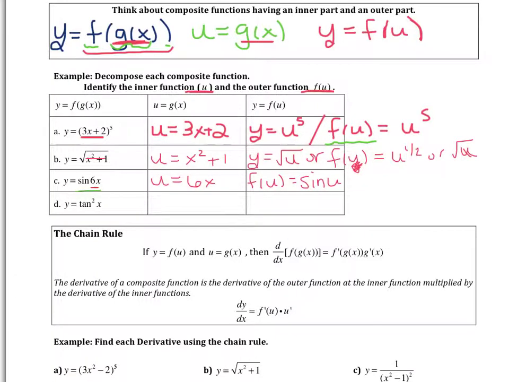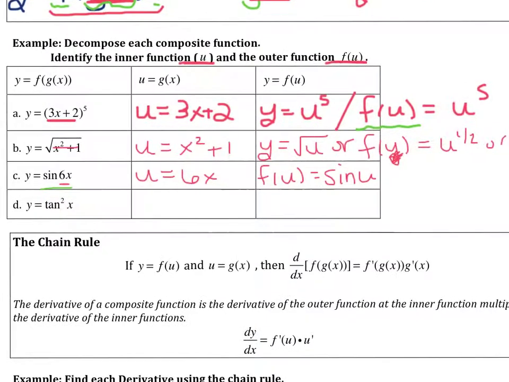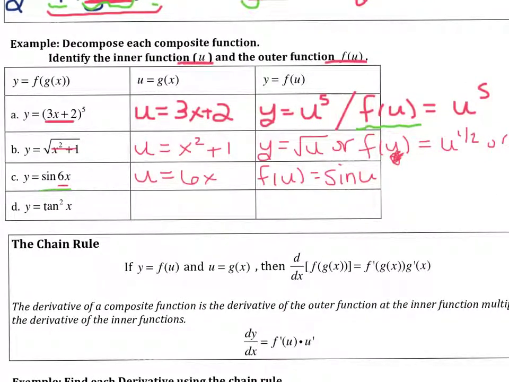Okay, now remember what we were talking about with this one. What you want to do with this is rewrite y equals tangent squared x as tangent x, squared. You can rewrite it just like that. So what we actually have, u becomes a little bit easier to find. The inner function would be u equals tangent x. And then the outer function, if I take tangent x out and replace it with u, I get f of u equals u squared. Pretty simple.